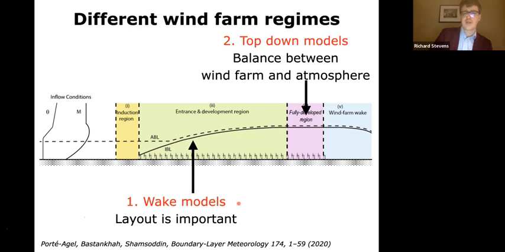Then if you go to this fully developed region, where there's really a balance with the atmosphere, then we are looking at top-down models. And in that region, the wind farm layout is not so important anymore. It's really just the wind turbine density that affects this overall interaction.